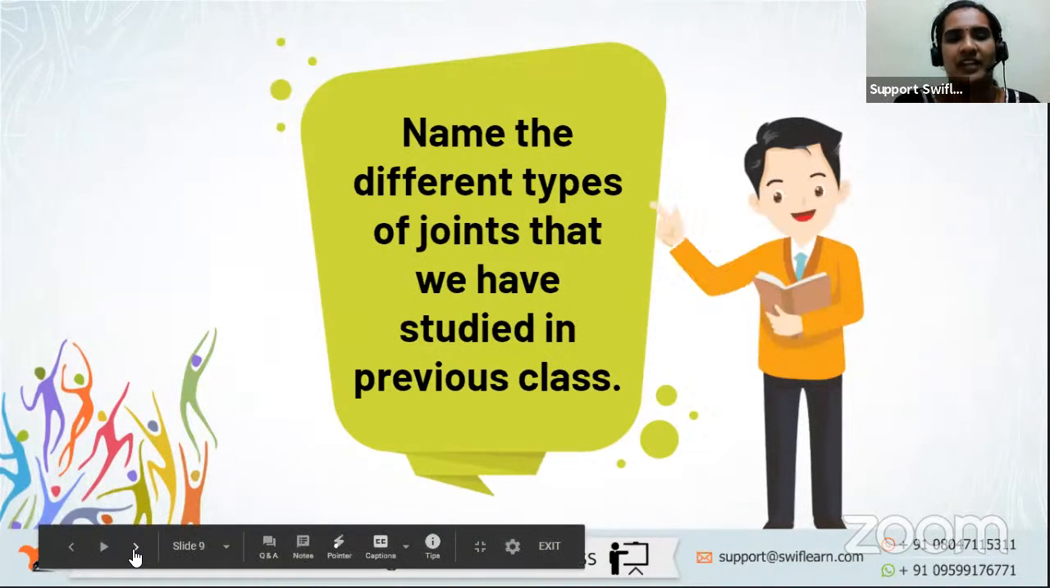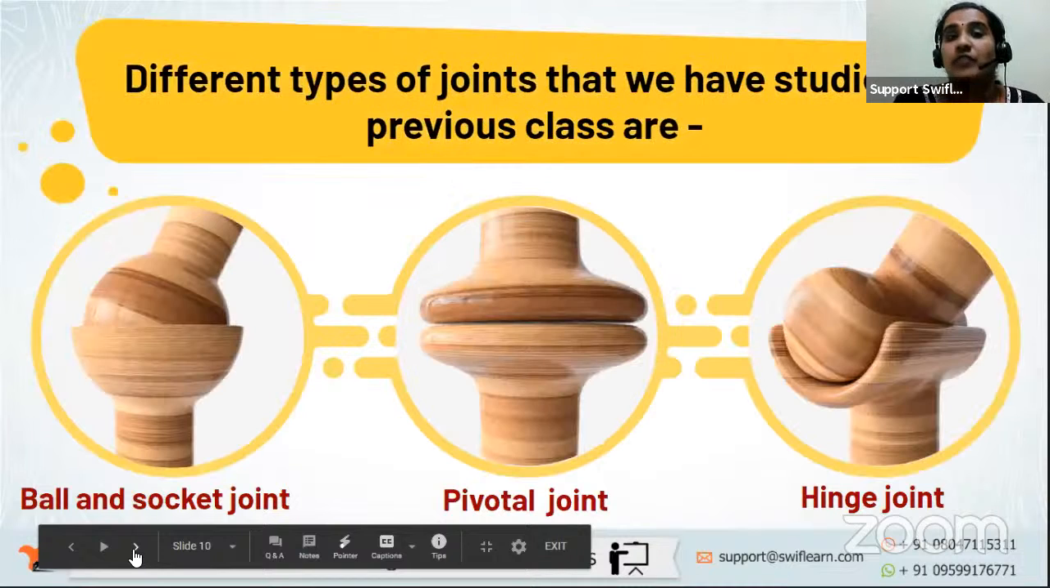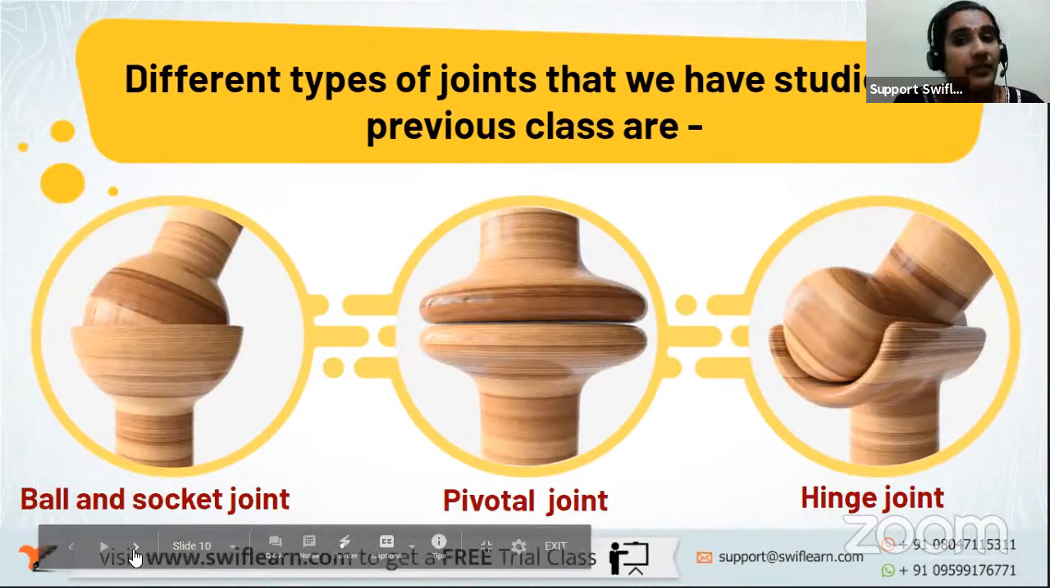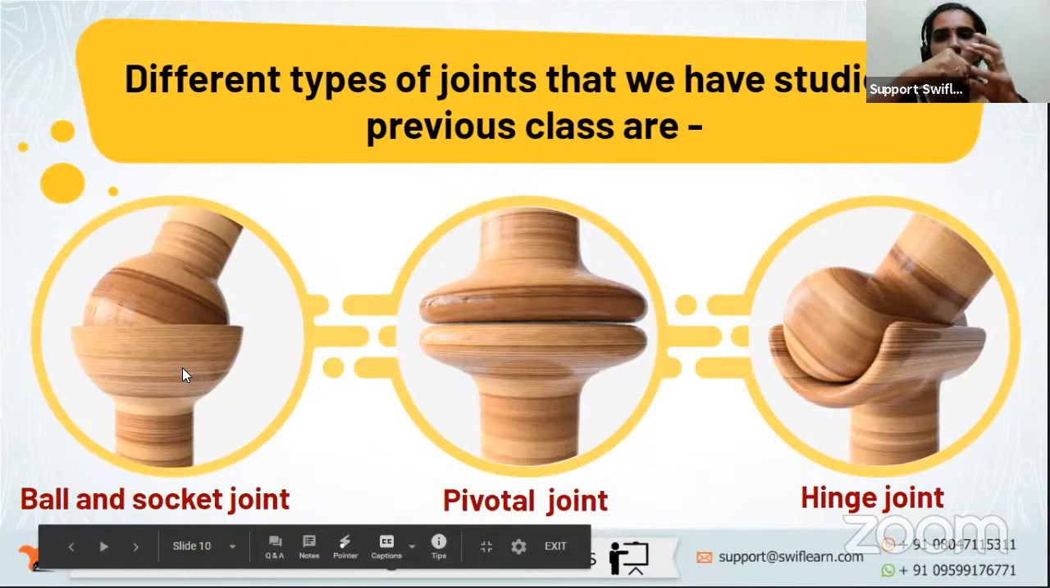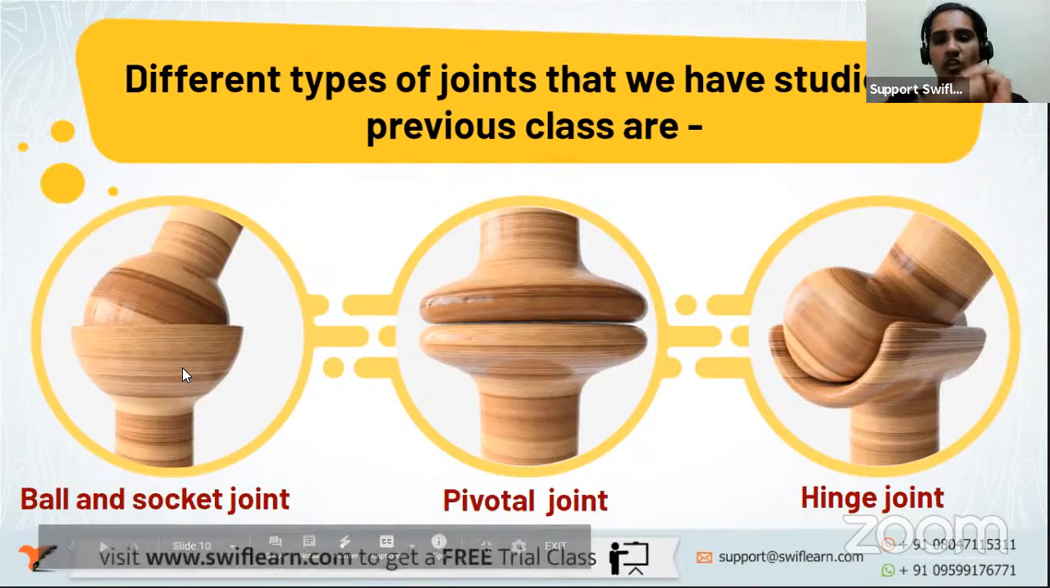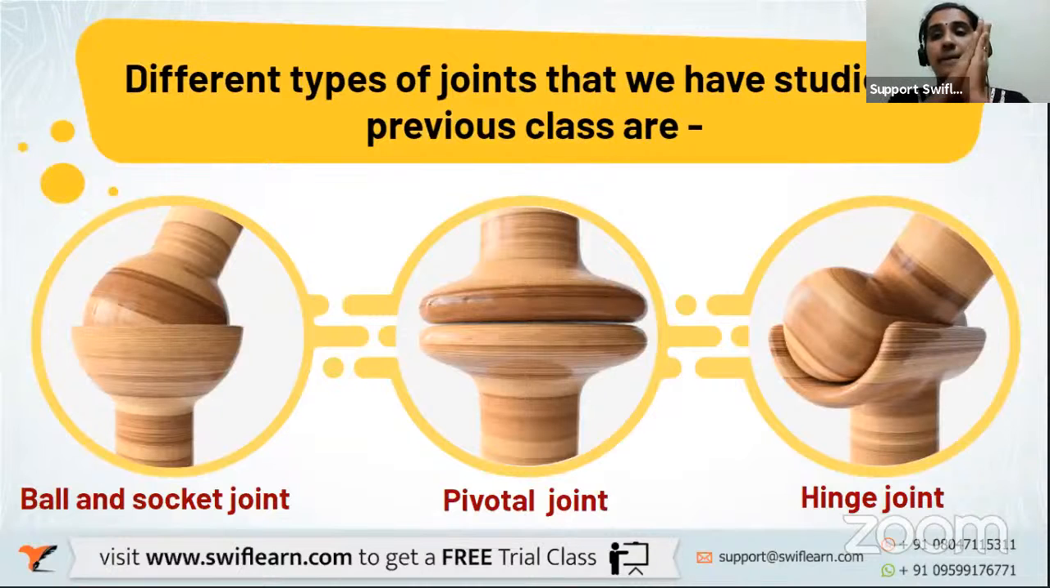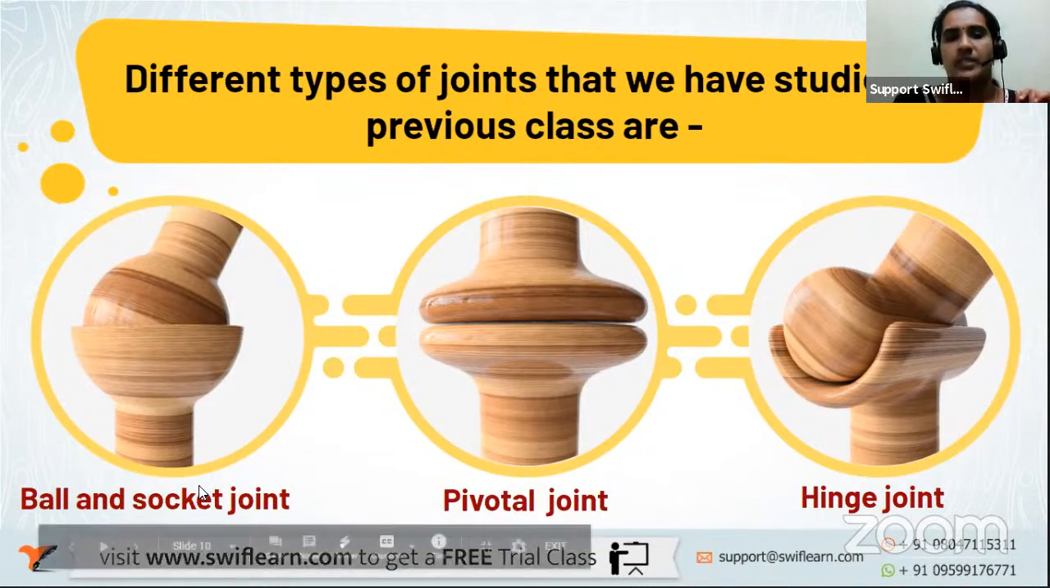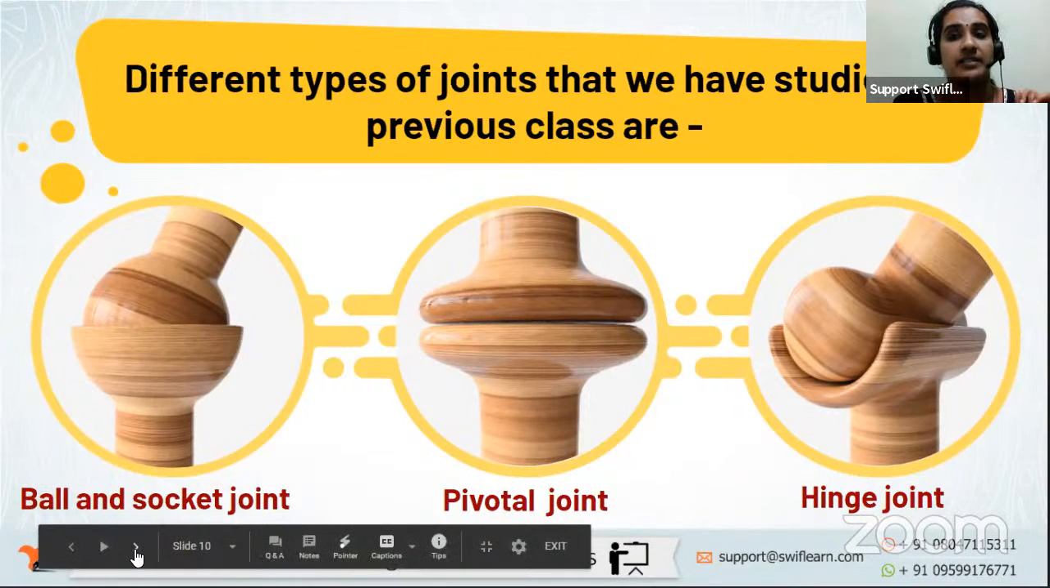Very good. Yes. So the different types of joints that we studied in the previous class are, first one, the ball and socket joint. Ball with a socket. Then we studied the pivotal joint. Then we studied the hinge joint, like our door's hinge joint. So all these joints we had studied: ball and socket joint, pivotal joint, and hinge joint. And where is it present?